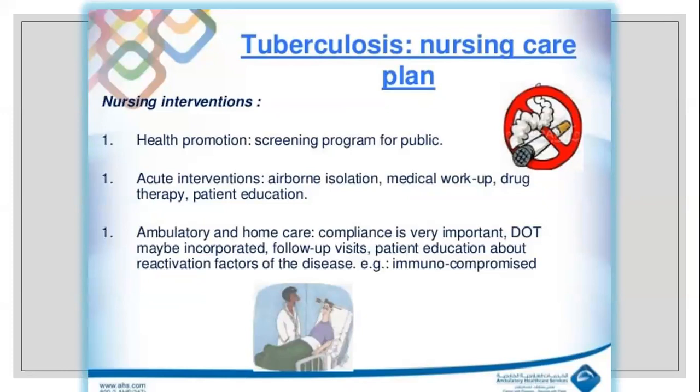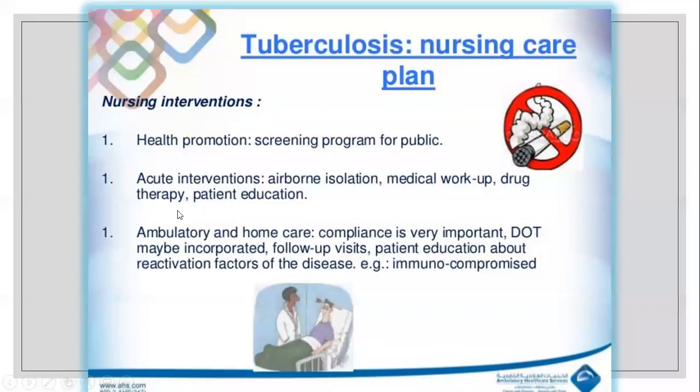Now, the question: how do we care for a patient who has tuberculosis? Nursing intervention. Health promotion means we have to evaluate who has TB and who has not. If you have TB, it is important to stop interaction with the public. For acute intervention, airborne isolation. So what kind of precautions do we need? Airborne, medical workup, and also drug therapy.